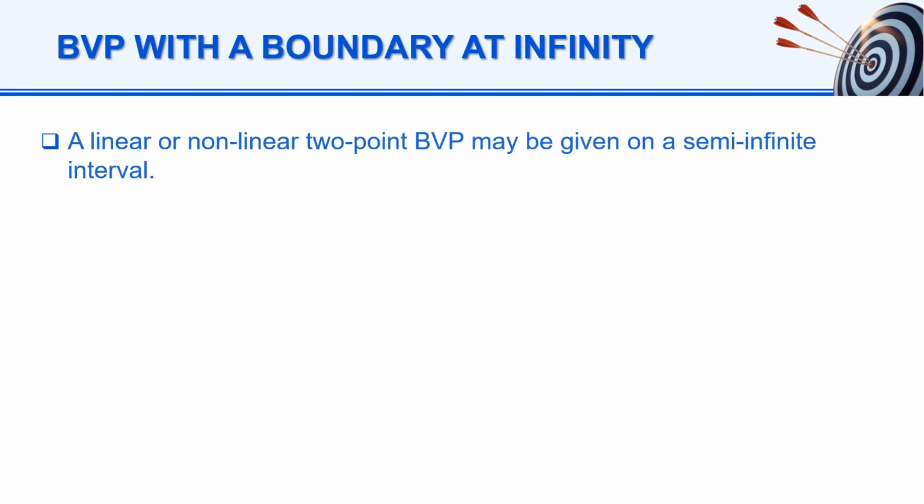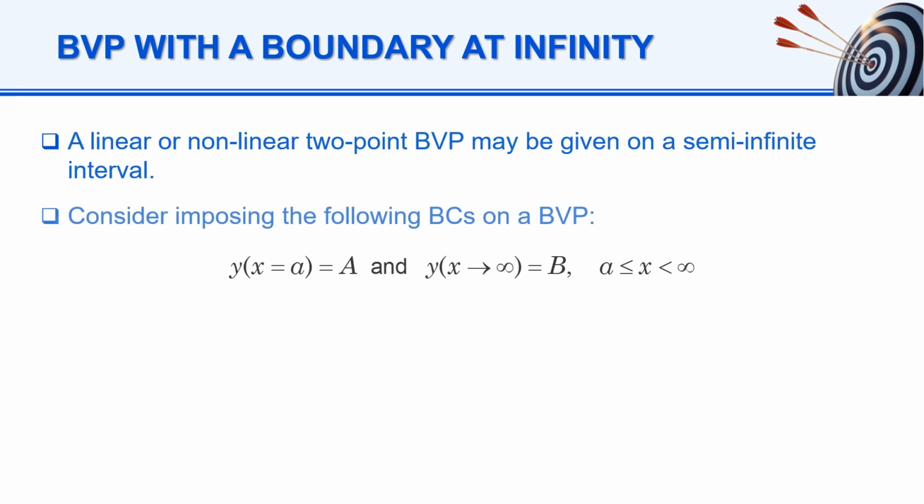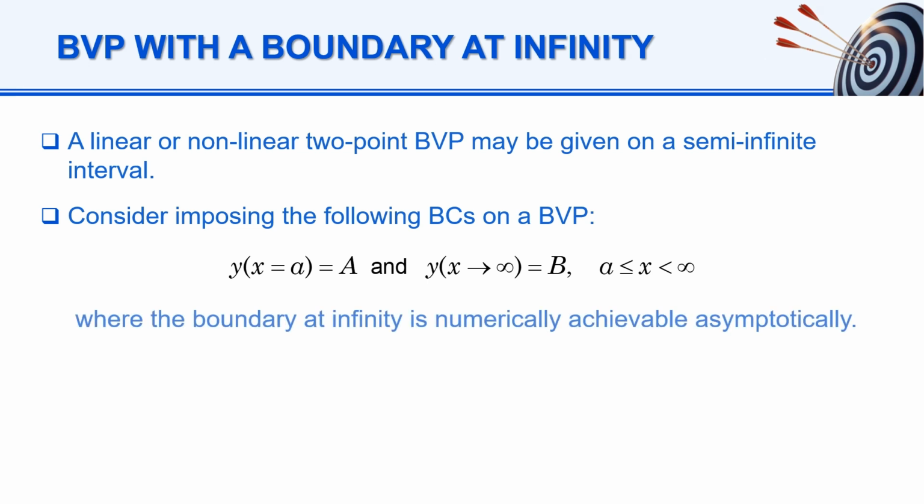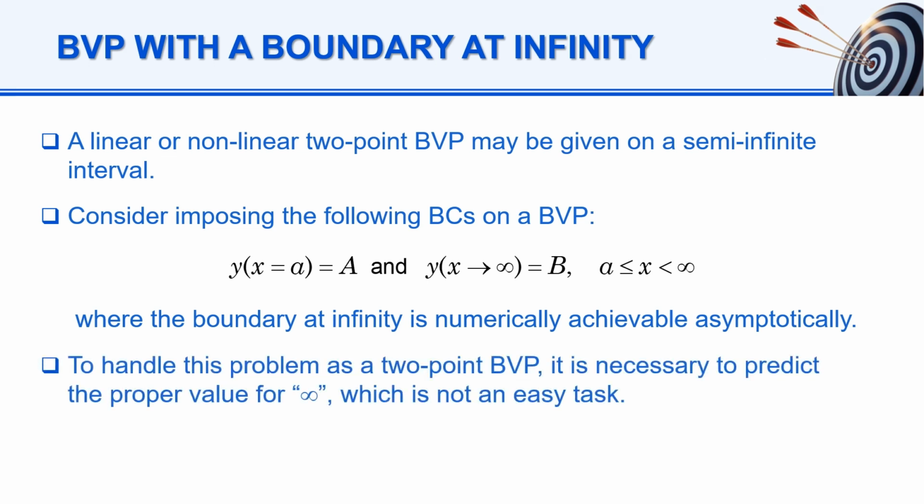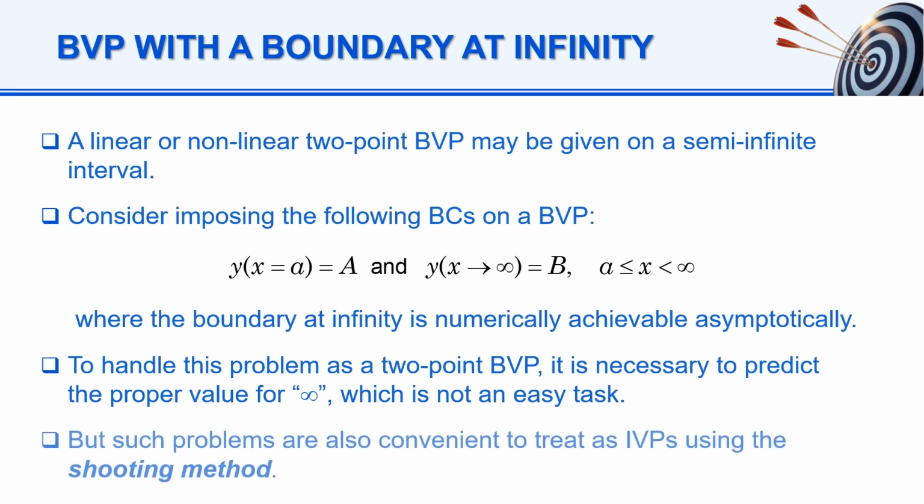A linear or nonlinear two-point boundary value problem may be given on a semi-infinite interval. Consider imposing the following boundary conditions on a boundary value problem, where the boundary at infinity is numerically achievable asymptotically. To handle this problem as a two-point boundary value problem, it is necessary to predict the proper value for infinity, which is not an easy task. But such problems are also convenient to treat as initial value problems using the shooting method.